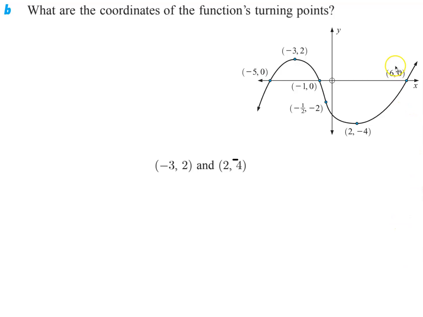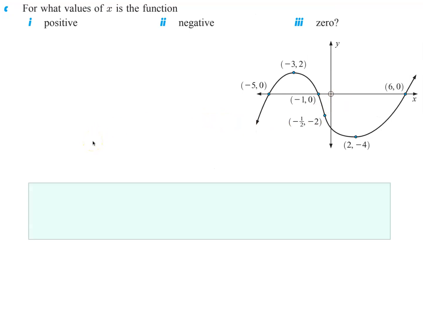Okay, hopefully you got all of that correct so far. Let's see how you went on the next question. For what values of x is the function positive? Well, the function is the y-coordinate, so the y-coordinate is going to be positive between that point and that point, so between x equals -5 and x equals -1. And it's also positive over here for all the values of x bigger than 6. And the function is negative for values of x smaller than -5. And the y-coordinate's negative, so the function's negative between x equals -1 and x equals 6.